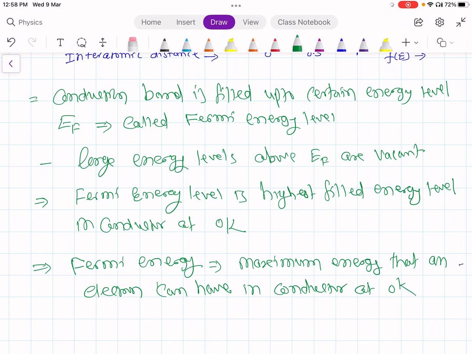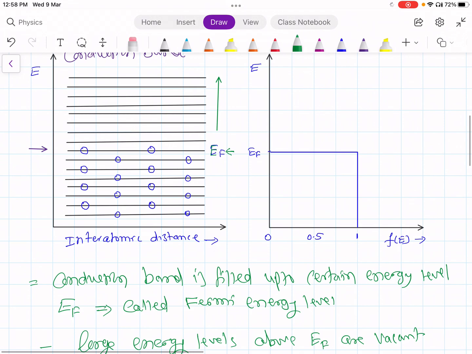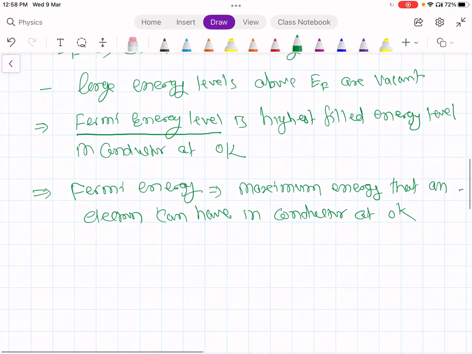So we define both Fermi energy level and Fermi energy for a conductor at 0 Kelvin. Fermi energy level is the highest filled energy level in a conductor at 0 Kelvin. In this diagram, this is the highest filled energy level, which we are calling the Fermi energy level, and the electrons at that level have energy equal to the Fermi energy. So that's how we define Fermi energy level and Fermi energy.